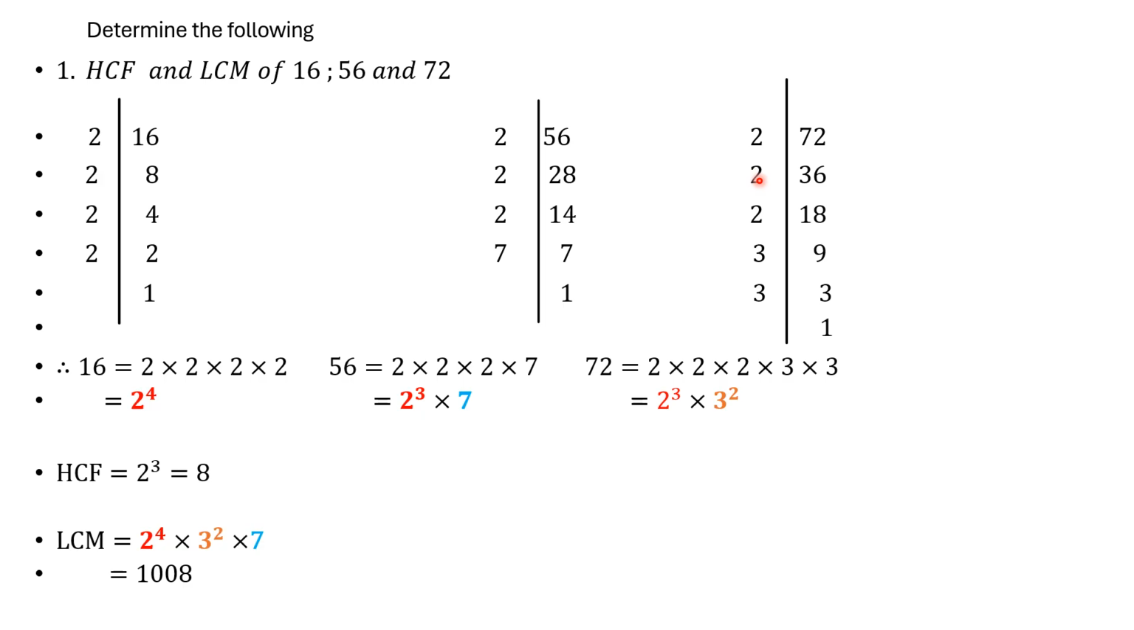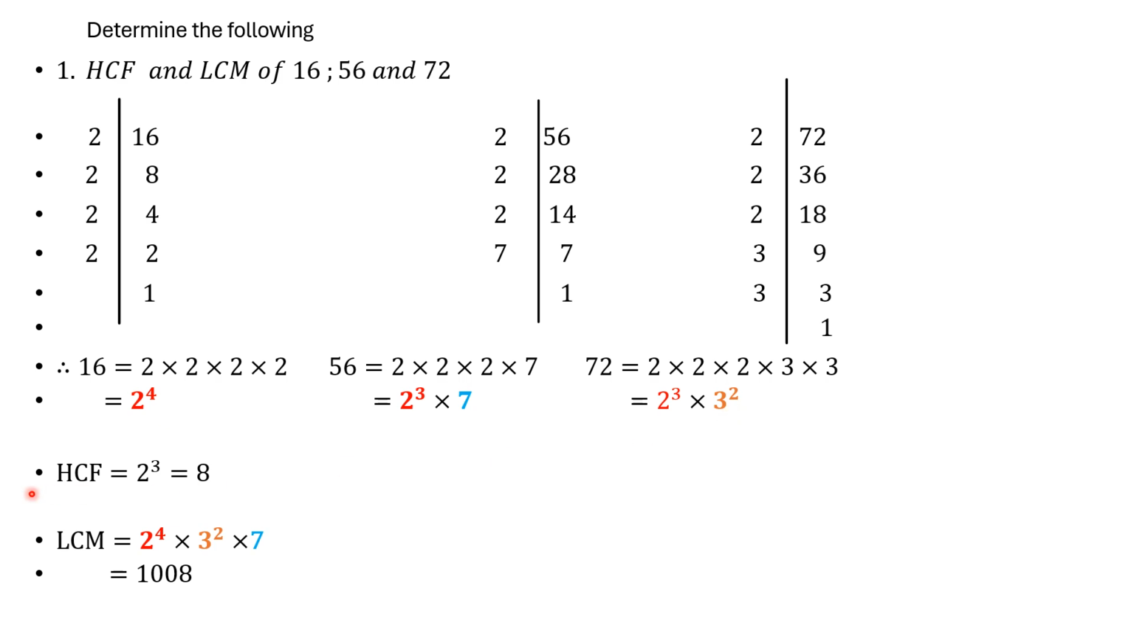72, lowest prime number 2, so 72 divided by 2 gives me 36. 36 divided by 2 gives me 18. 18 divided by 2 gives me 9. 9, 2 can't go in 9, so we go to the next prime number, which is 3. 9 divided by 3 gives me 3. 3 divided by 3 gives me 1. So 72 equals 2 times 2 times 2 times 3 times 3, which gives me 2 cubed times 3 squared.